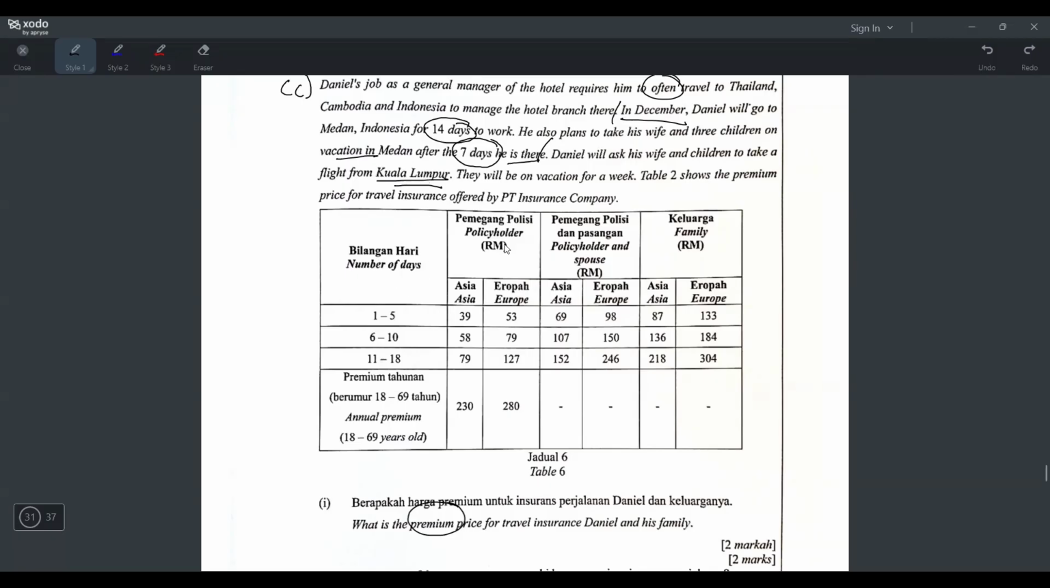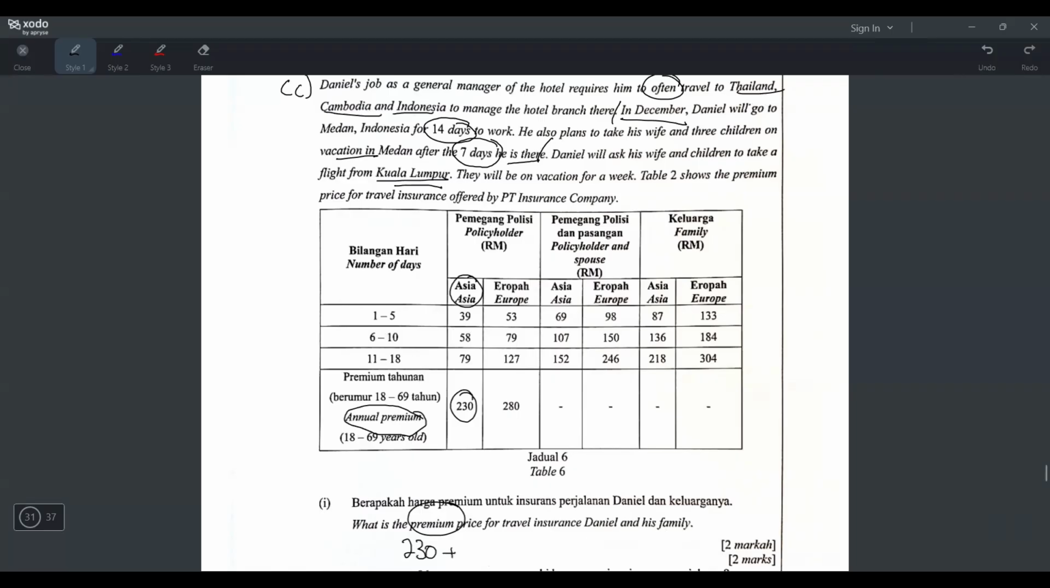So for Daniel, his premium will be 230 straight away because he traveled a lot. It's not worth it for him to buy the premium for 1 to 5 days, 6 to 10 days, 11 to 18 days, because he traveled a lot and would have to pay a lot. So for him it's better to just take the annual premium, because he traveled a lot over the year. So for him the premium will be 230, and it's all traveling to Asia, because Cambodia, Indonesia, Thailand are all Asia. So 230 is the annual premium for Daniel.